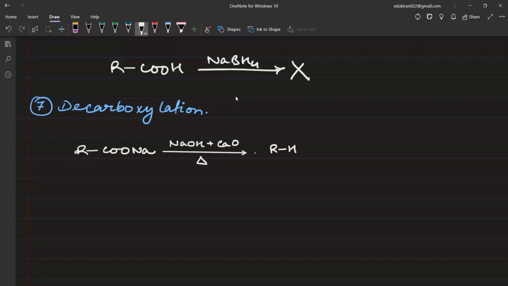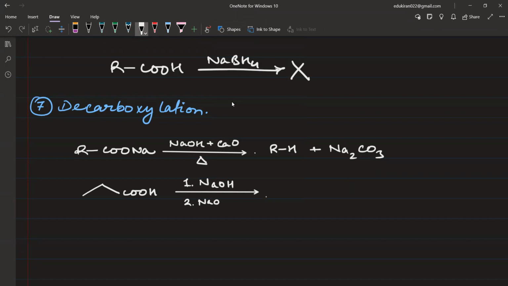Can you see that if we have R plus 1 carbon atom, here we have only R carbon atoms, and you get Na2CO3. So this is going to be used when you are converting a carboxylic acid to an alkane with 1 carbon less. So if you have 3 carbon atoms in the carboxylic acid, they will give you the reaction like this. In the first step, NaOH. In the second step, NaOH plus calcium oxide and heat. So here we have 3 carbon atoms, so the alkane that we will be getting will have only 2 carbon atoms, CH3CH3 plus Na2CO3.